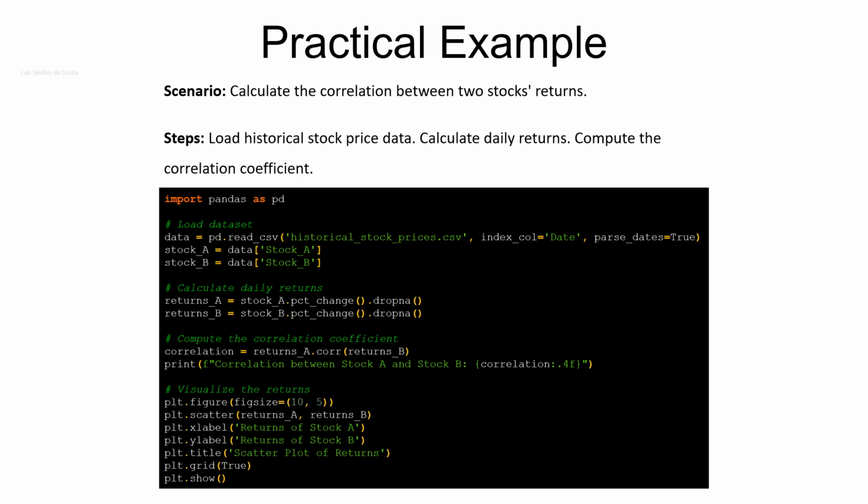Let's calculate the correlation between two stocks' returns. We load historical stock price data, calculate daily returns, and compute the correlation coefficient. Visualizing the returns with a scatter plot helps understand the relationship between the two stocks.